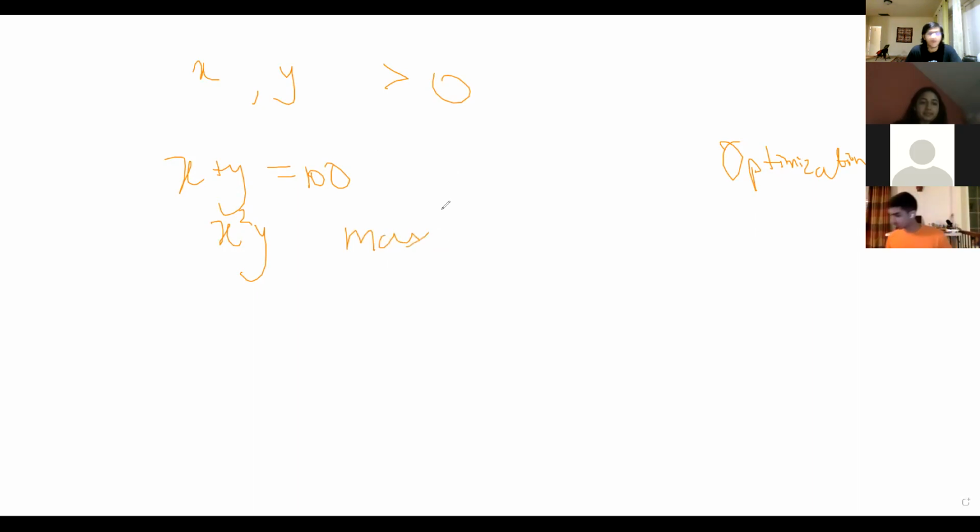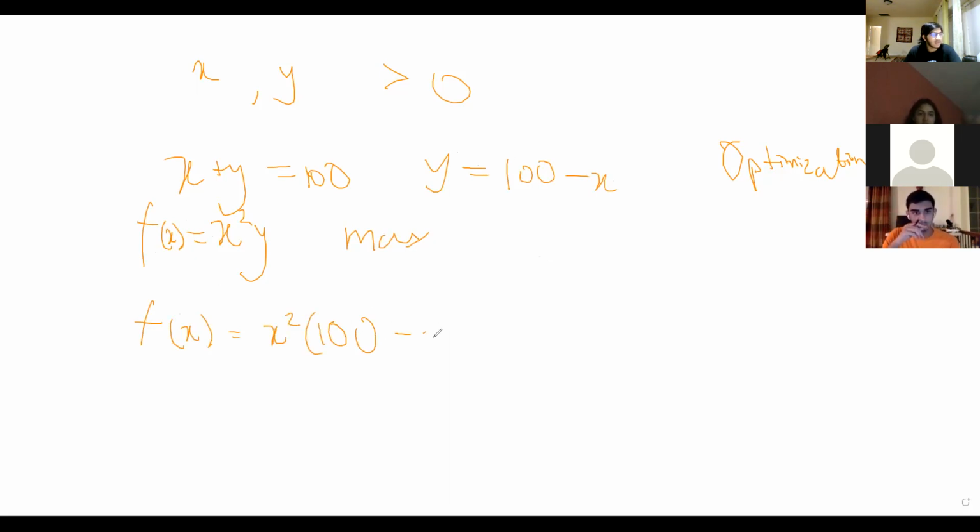Right. Okay, so what you want to do is some sort of substitution. I'm going to solve for y in the upper equation, so y equals 100 minus x, correct? So this bottom function, I want to turn it into a function of x, so that it's not a function of two variables. This function of x is now x squared times 100 minus x, correct? If I distribute the x squared out, I get negative x cubed plus 100x squared.